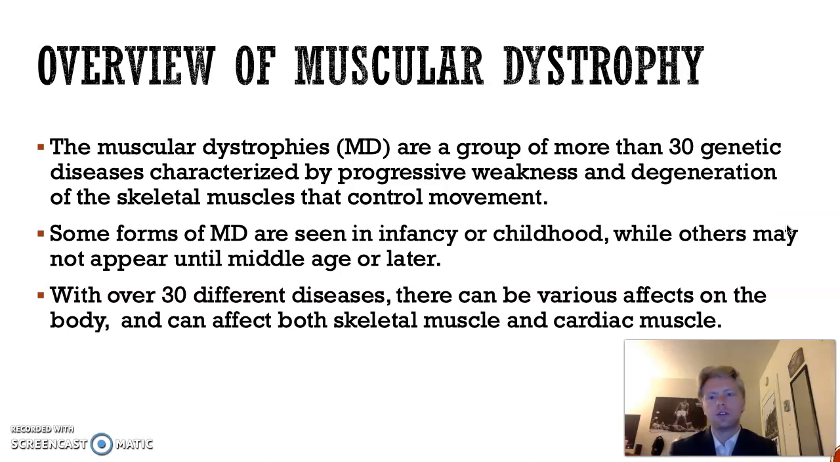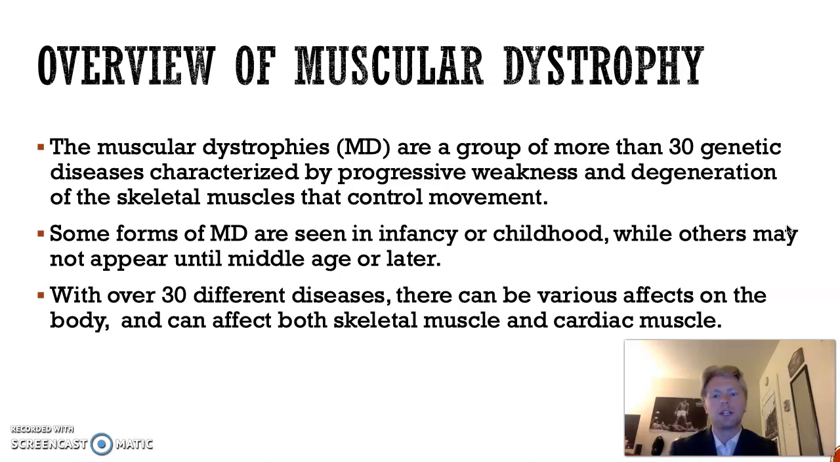So just a quick overview of muscular dystrophy. There's multiple muscular dystrophies. There's actually more than 30 different types, and it's a genetic disease characterized by progressive weakness and degeneration of skeletal muscles that control your movement. There are different forms, and they're seen in infancy or childhood, and some other forms might not even be found until middle age or later.